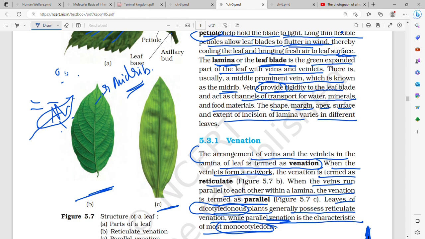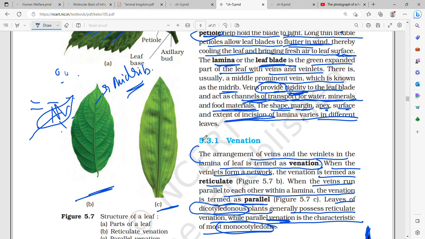What is the function of the veins? Firstly, they provide rigidity to the leaf blade, and they act as channels of transport of water, minerals and food materials. The shape, margin, apex, surface and extent of incision of the lamina vary in different leaves.